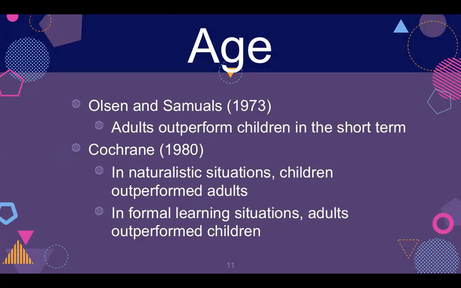There's been lots of research on age. Some agree with each other. The Olson and Samuel study said that adults outperform children in the short term, which we saw just on the previous slide, and there are some proposed reasons for this. Cochrane said that in naturalistic situations, children outperformed adults, and in formal learning situations, adults outperformed children for some of the same reasons: focus, study skills, metacognition.